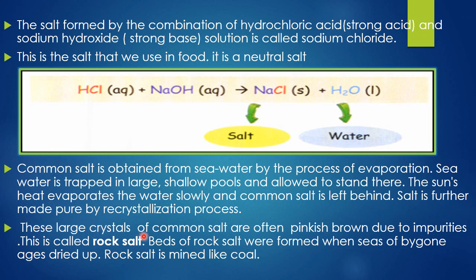The large crystals of common salts are often pinkish brown due to impurities and some minerals that are present in it. These are known as rock salt. Beds of this rock salt were formed when seas of bygone ages dried up. Rock salt is mined like coal.